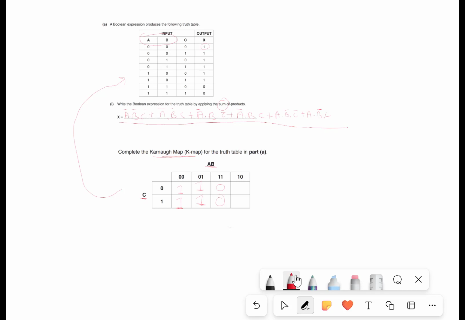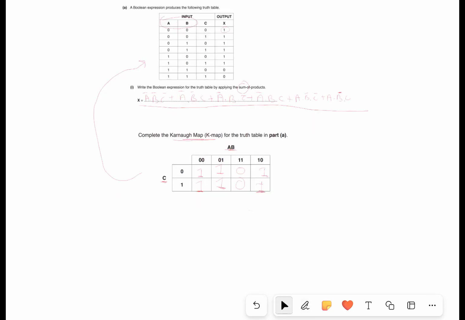And finally, if A is a 1, and B is a 0, and C is a 0, the output is 1. If A is 1, and B is 0, and C is 1, the output is also a 1. So we've just filled out a K-map. But now what? What we're going to do now is group the ones together.